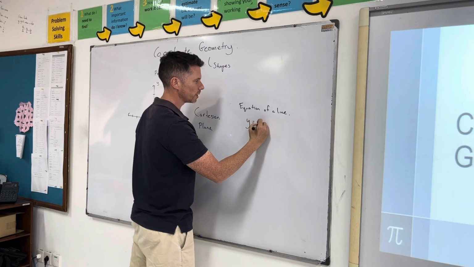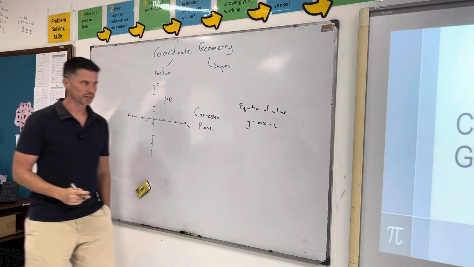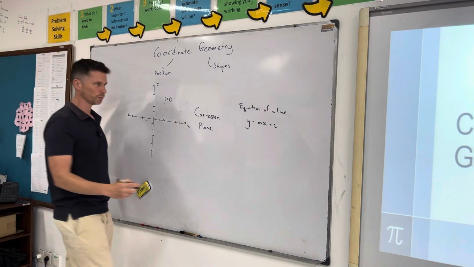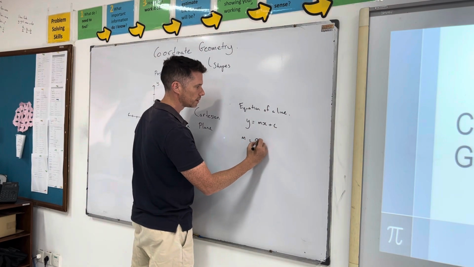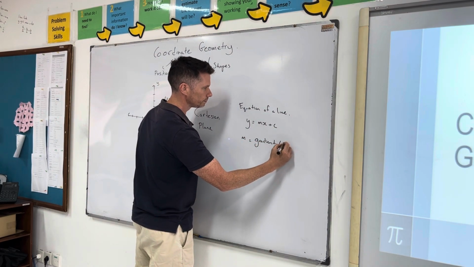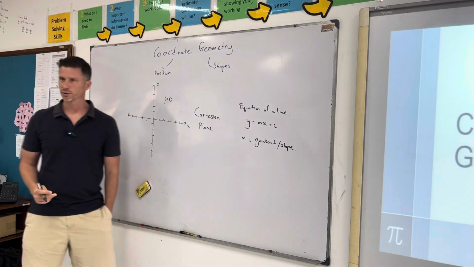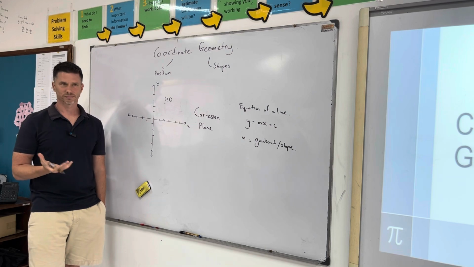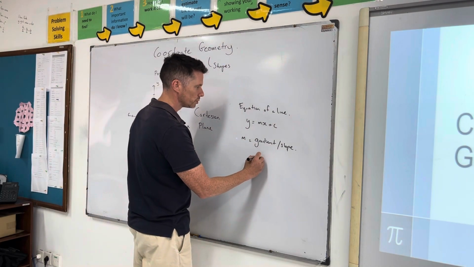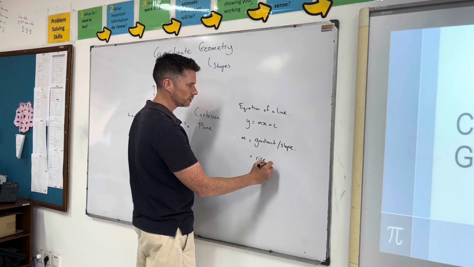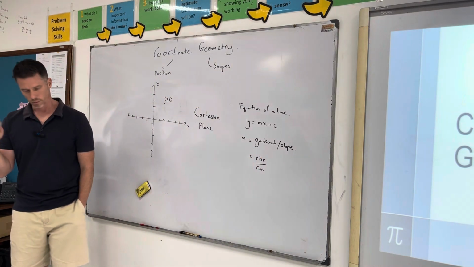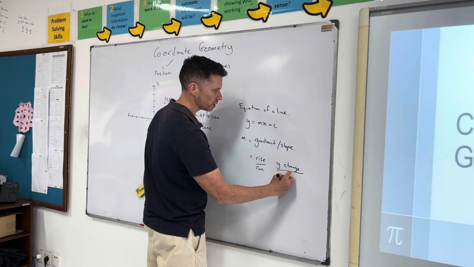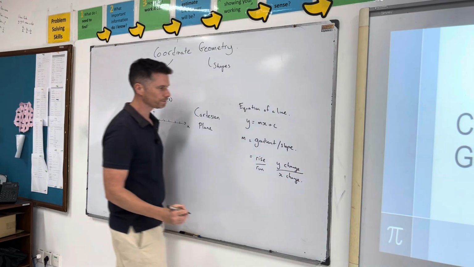Equation of a line. This is probably the most famous one. y is mx plus c. And within that we have the letter m, which means what? Gradient or slope. Okay. And how is the gradient or slope of a line calculated? Rise over run. So the rise is the change in which axis? y, yes. So that's the y change over the x change. Okay?